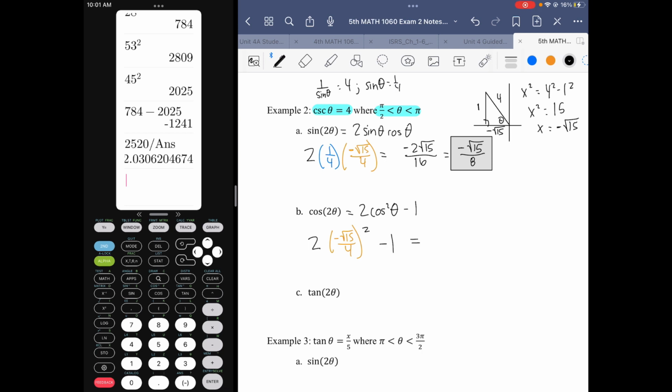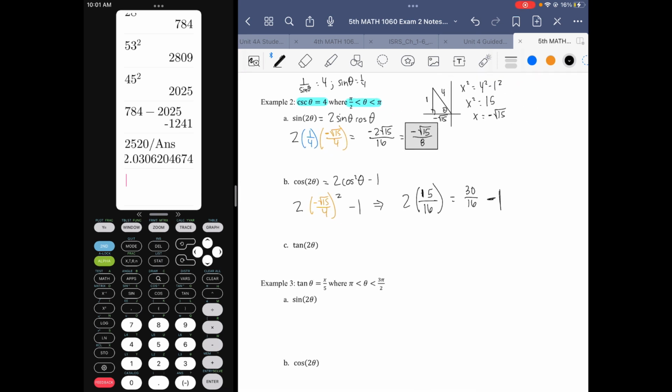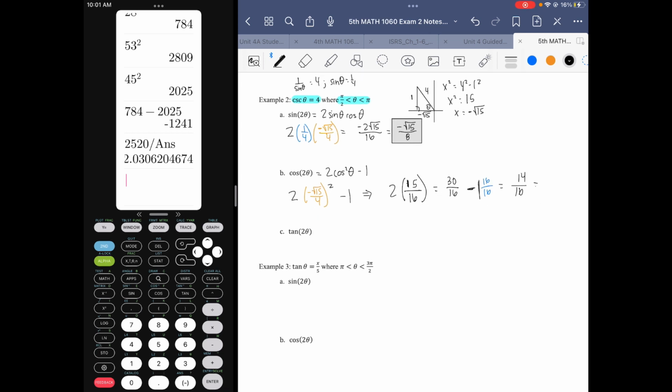We would square that, and then we would subtract 1. So when we square this, we get 2 times... negative square root of 15 squared would be negative square root of 15 times negative square root of 15, which comes out to a positive 15, and 4 squared is 16, which gives us 30 over 16. But we still have to minus 1. And of course this one is 16 over 16. So 30 minus 16 is 14 over 16, which of course simplifies to 7/8.